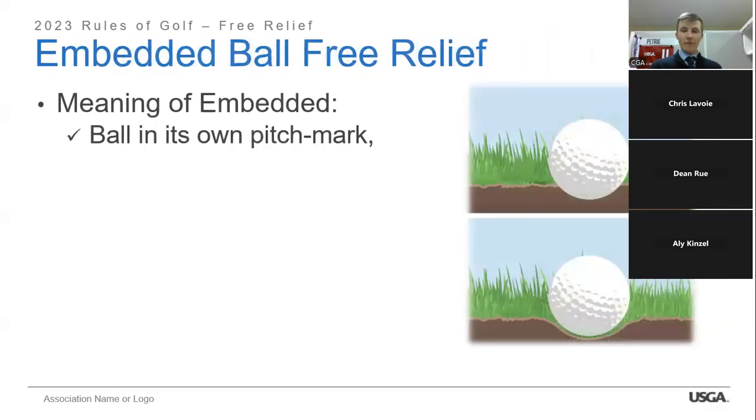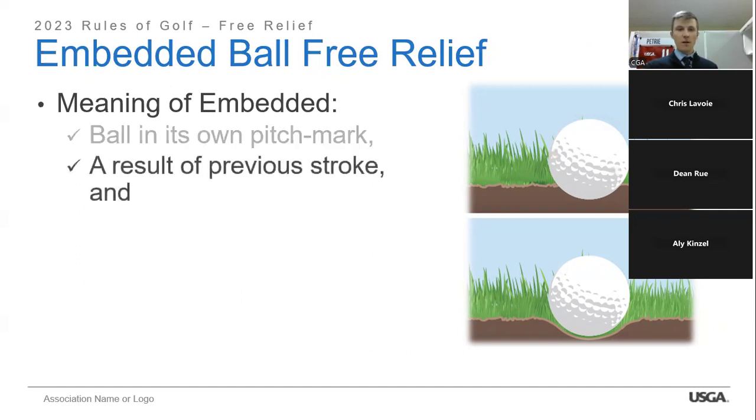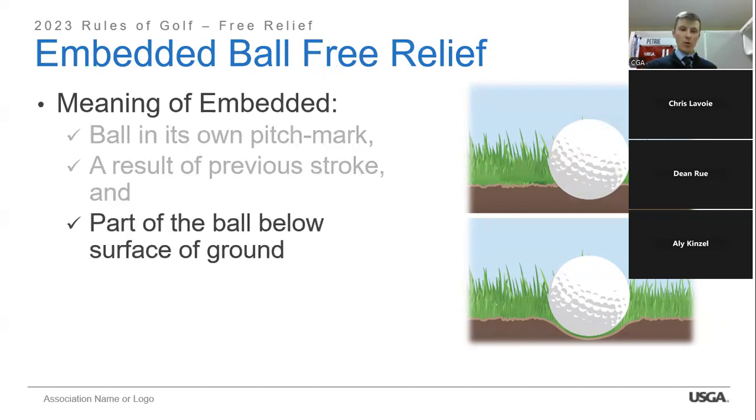So how do we know if a ball's embedded? Great picture on the right. Both of these balls are embedded. It has to be in its own pitch mark as a result of the previous stroke, and part of the ball has to be below the surface of the ground. And that's what this diagram on the right is highlighting. So both of these balls are below that soil line.